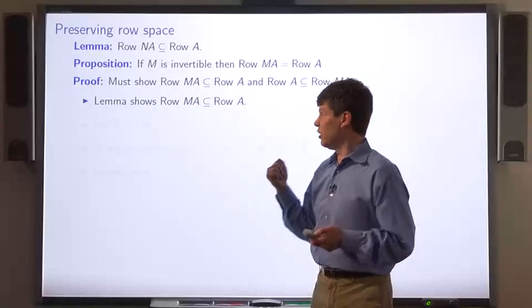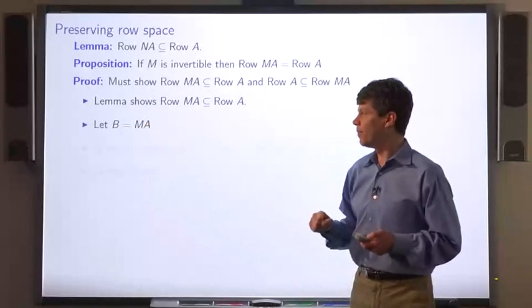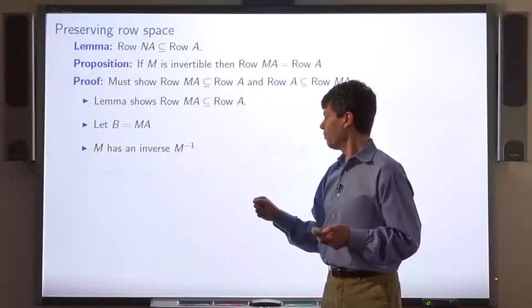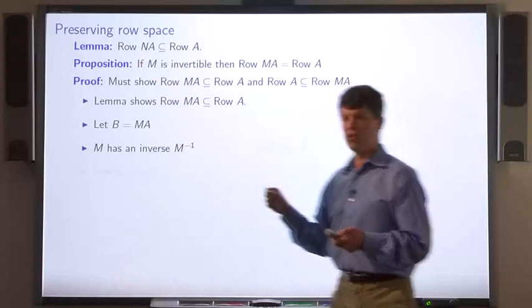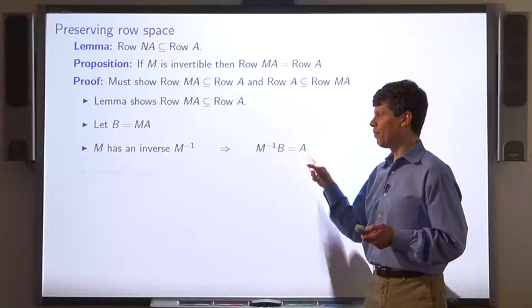To get the other direction, we define the matrix B to be M times A. Now, M is invertible, so it has an inverse, M inverse. Multiplying this equation by M inverse, we get this: M inverse times B equals A.